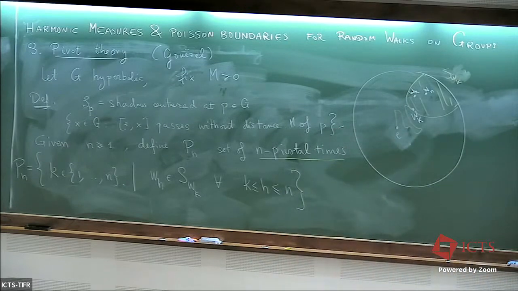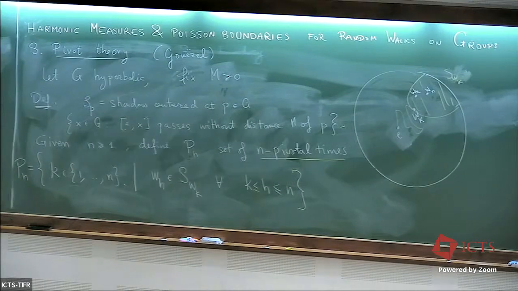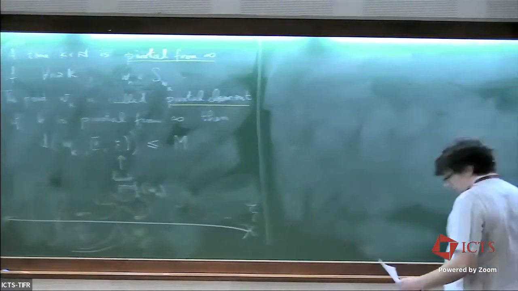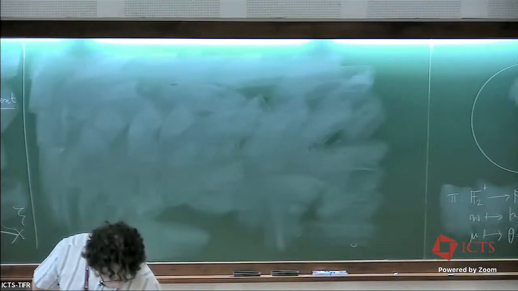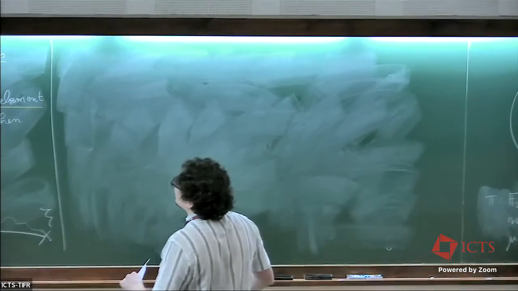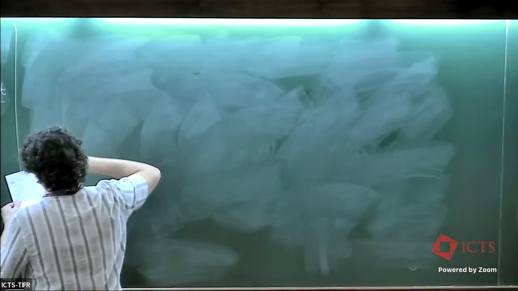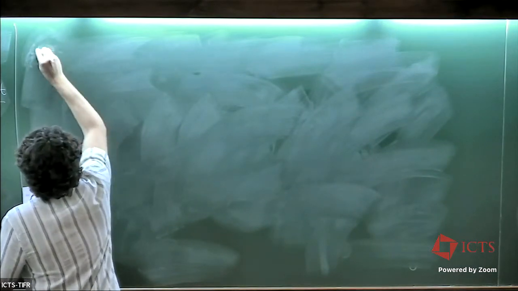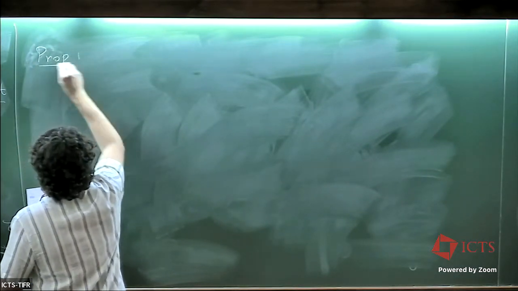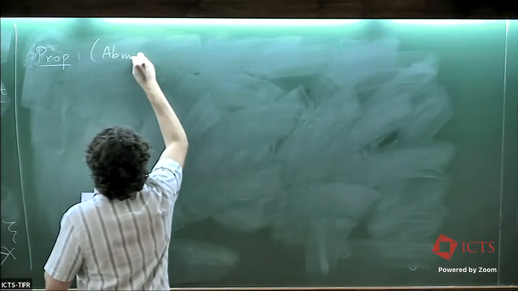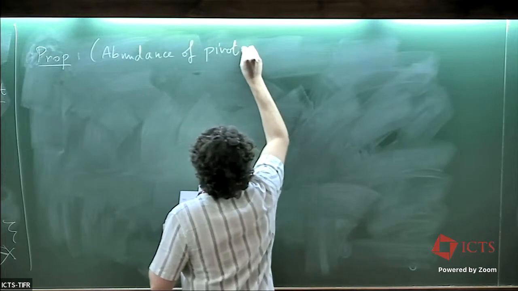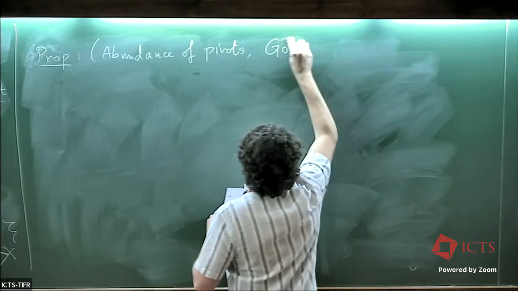So let me tell you what Ghosh's lemma or theorem is. I mean, this is somewhat a lemma in the whole long paper, but this is in some sense the really important point. So we can call it lemma or proposition or something, which you can call abundance of pivots. This is due to Ghosh.